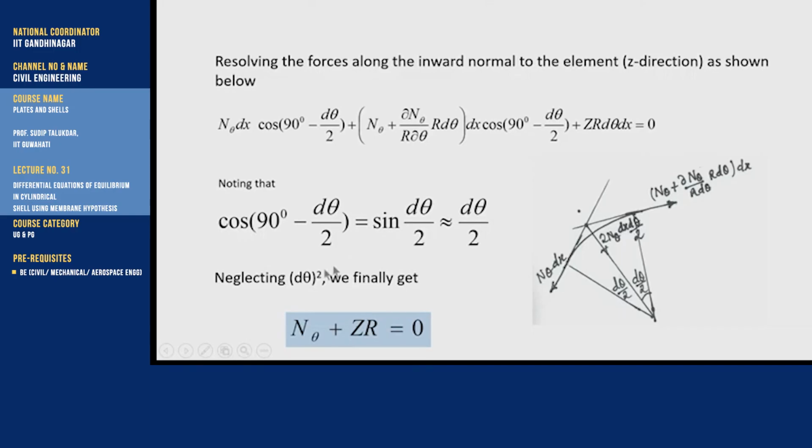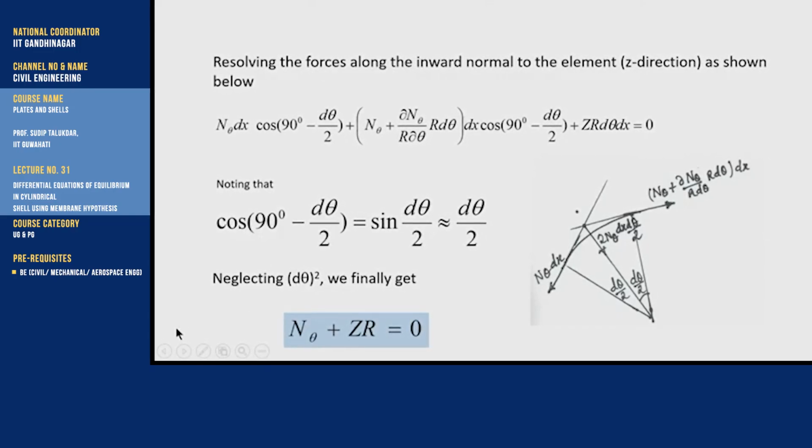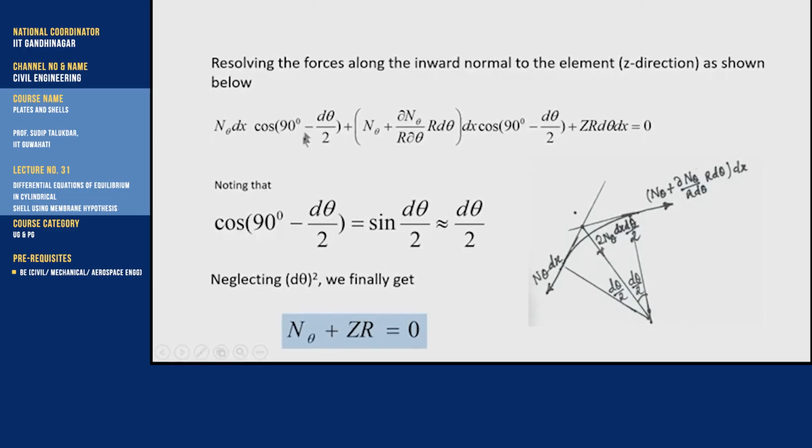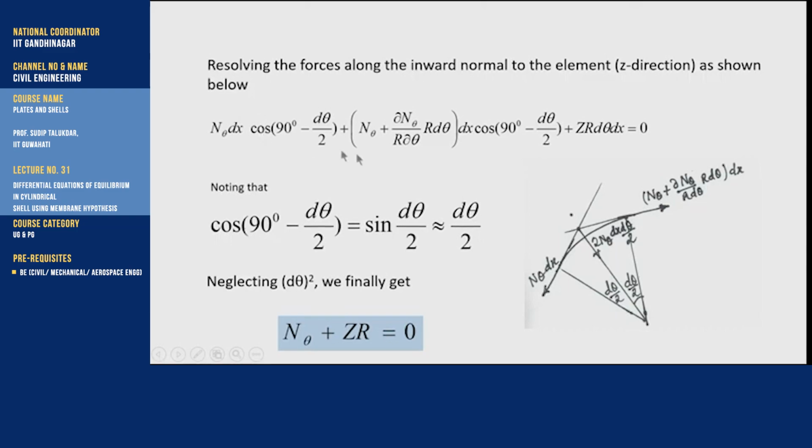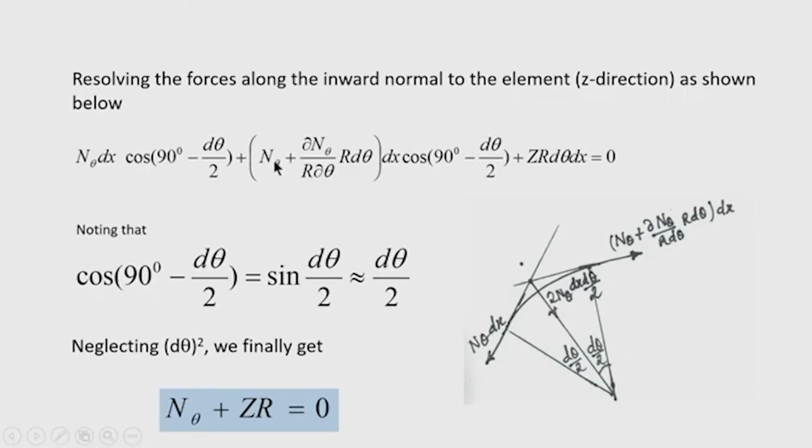So, we can write sin d theta by 2 is approximately equal to d theta by 2. So, based on that, this quantity will be n x dx d theta by 2, and this component will be n theta plus del n theta by del theta d theta into d theta by 2, and this is as existing here, it will remain z r d theta dx.